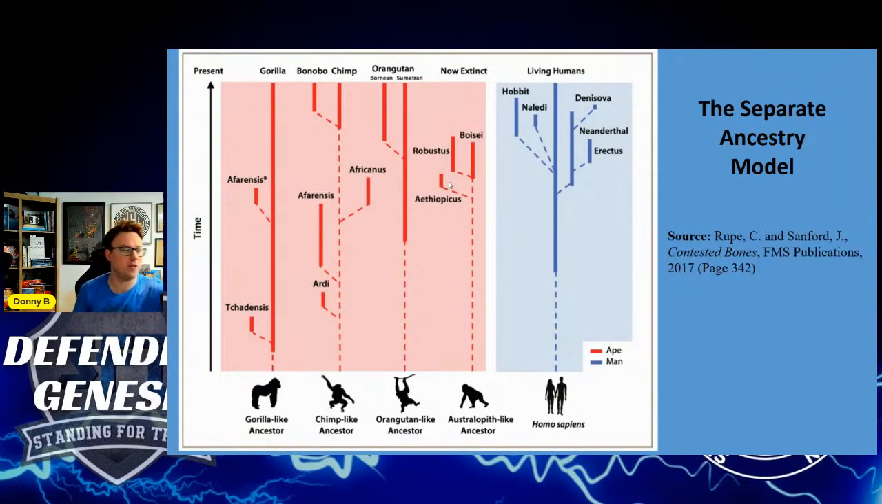Okay, so what do we have here? We have the separate ancestry model. As you can see, we've got humans, and there will be an episode or two on the so-called hominid fossil record as well, where I'm going to get into Neanderthals. I'm going to get into your various so-called pre-humans that you can see here on the chart, like Naledi, Hobbit, or Homo floresiensis, Denisovans, Erectus, so on and so forth, okay?